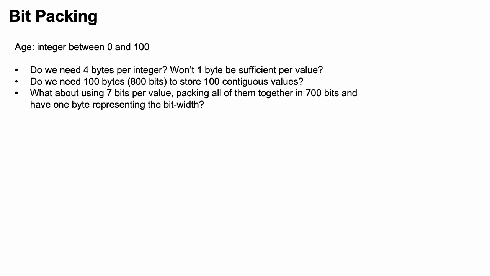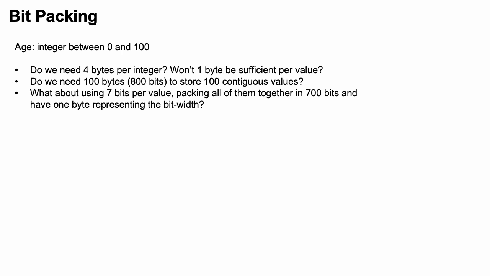What about using just 7 bits for representing the integer between 0 to 100? For 100 values, we will have to use only 700 bits, which translates into 88 bytes. And we will have one more byte just to represent the bit width, which happens to be 7, like 7 bits to represent this integer. So we can be more compact in the space requirement. This strategy is called bit packing, where you pack together only the required number of bits one after the other and parse it based on the width of the bit you are using to represent the integer value.